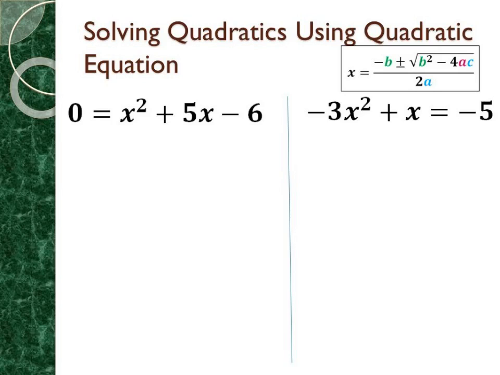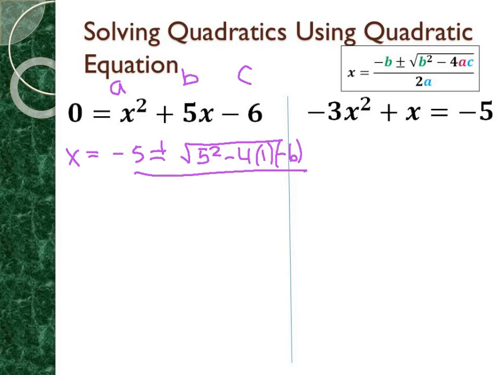So for the first one, we want to label our a, b, and c values. For this one, since we can't see it, we know that our a value is 1, our b is 5, and our c is negative 6. So when we plug these into our equation, we get x is equal to negative b, or negative 5, plus or minus the square root of 5 squared minus 4 times 1 times negative 6 for c, all over 2 times a, or 2 times 1.